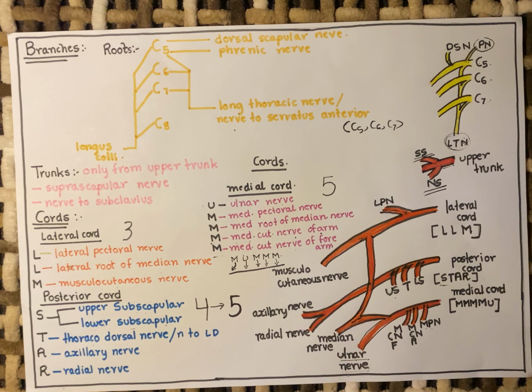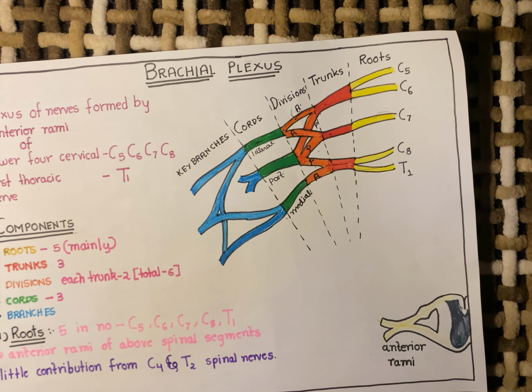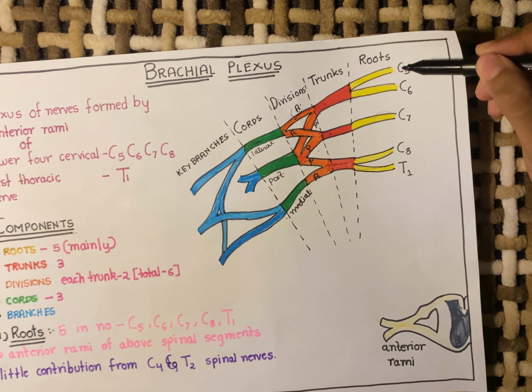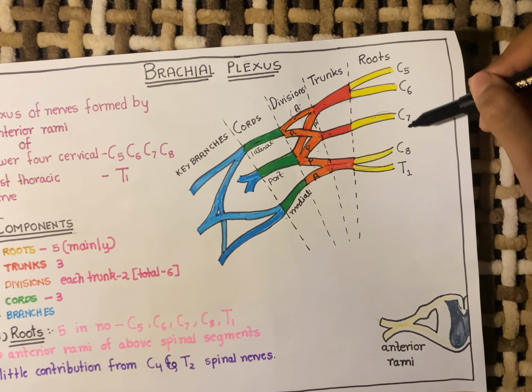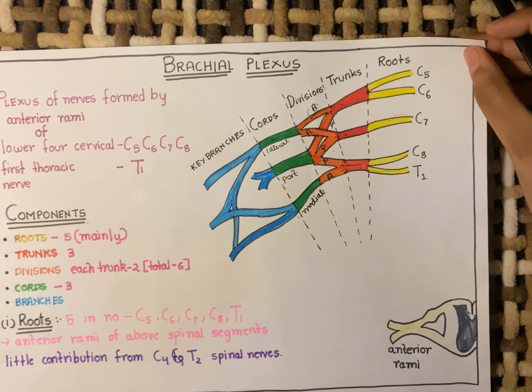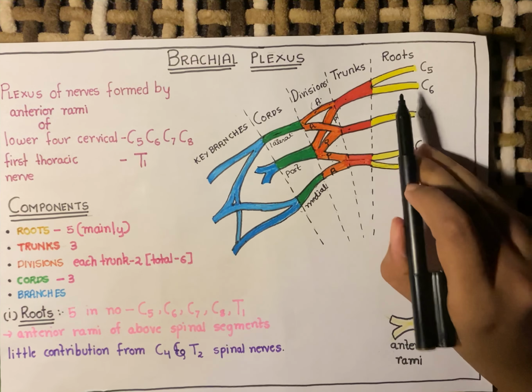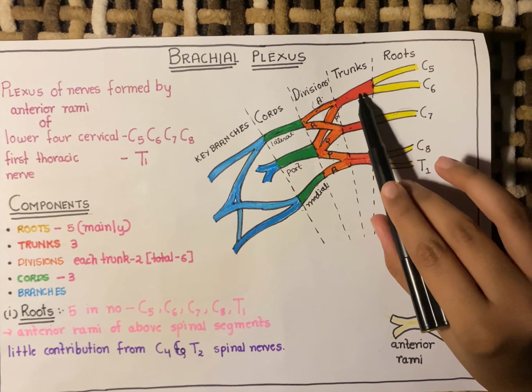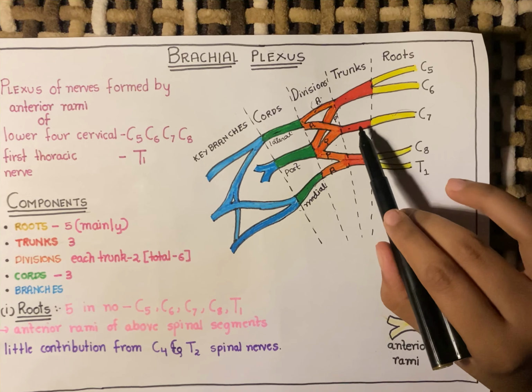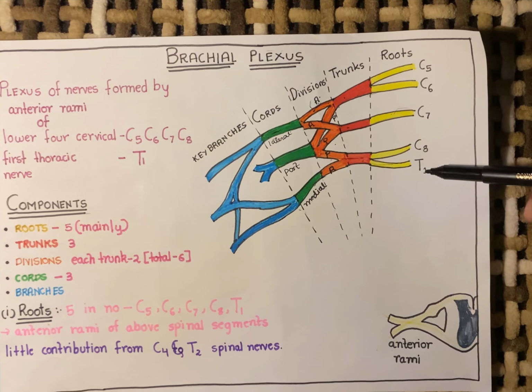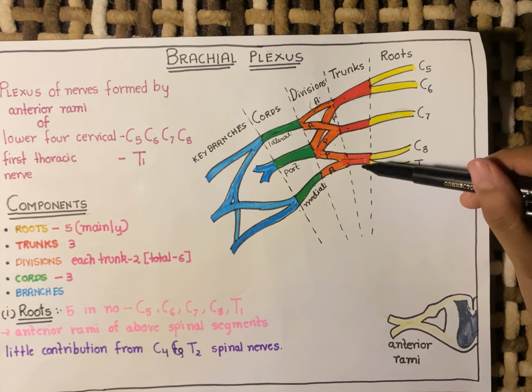Once again, let's have a look at the brachial plexus. And this is going to be kind of a summary. So, there are roots arising from C5, C6, C7, C8 and T1 spinal segments. These roots of C5, C6 fuse to form the upper trunk. C7 itself continues as the middle trunk. C8 and T1 roots fuse to form the lower trunk.